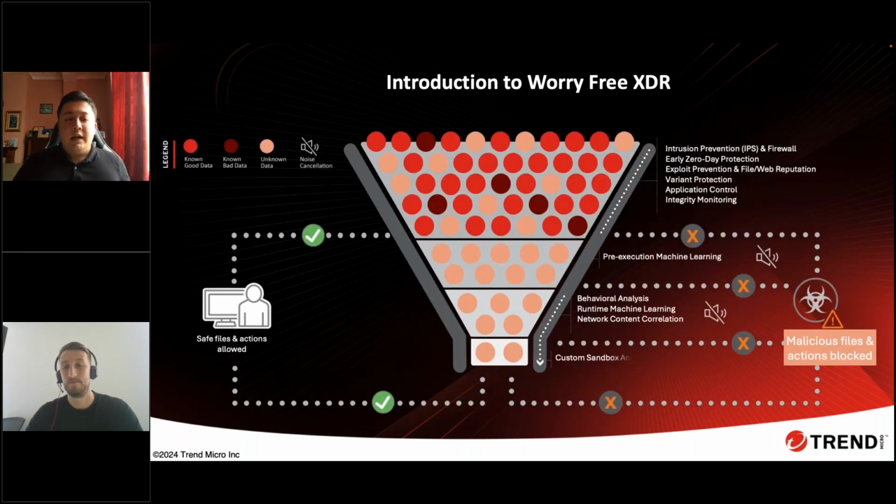So this is a representation essentially of how we actually filter out the good and the bad data. The way I think of XDR is, if you think of a funnel, essentially the data will filter through whether it's good or whether it's bad. So you have different layers.